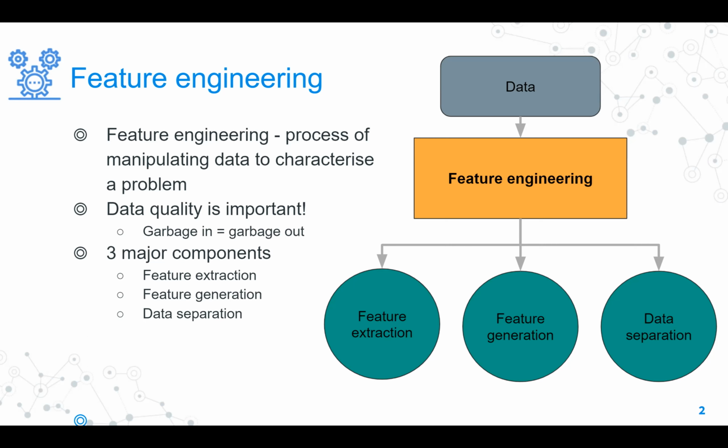So this workshop focuses on the three major components of feature engineering, and these help make our data better and more readily accessible for our models to use and interpret and find trends in. I'm going to go over each of the three components: feature extraction, feature generation, and data separation. I'll try to walk through all of those by the end of this workshop.